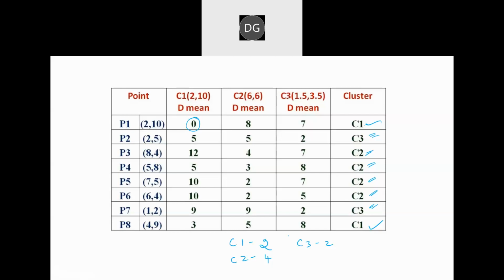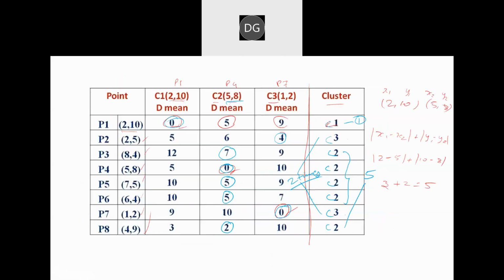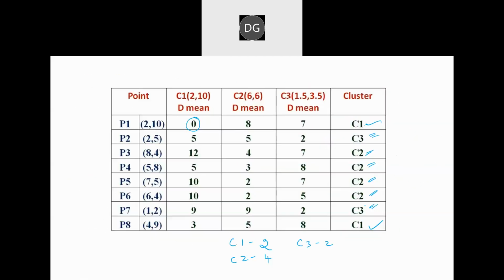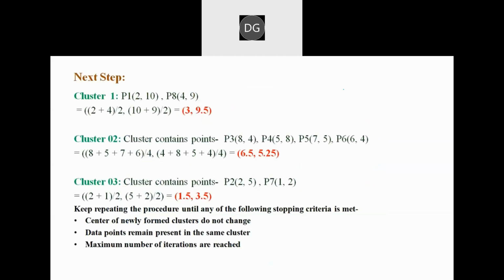Why? Because in the previous table also second and seventh point become the C3 point. Okay, here if you see, the second point and seventh point was the cluster 3 point. Now also same point we have got. So this value is not going to change. Okay, so it is a finalized value. So here you can change.